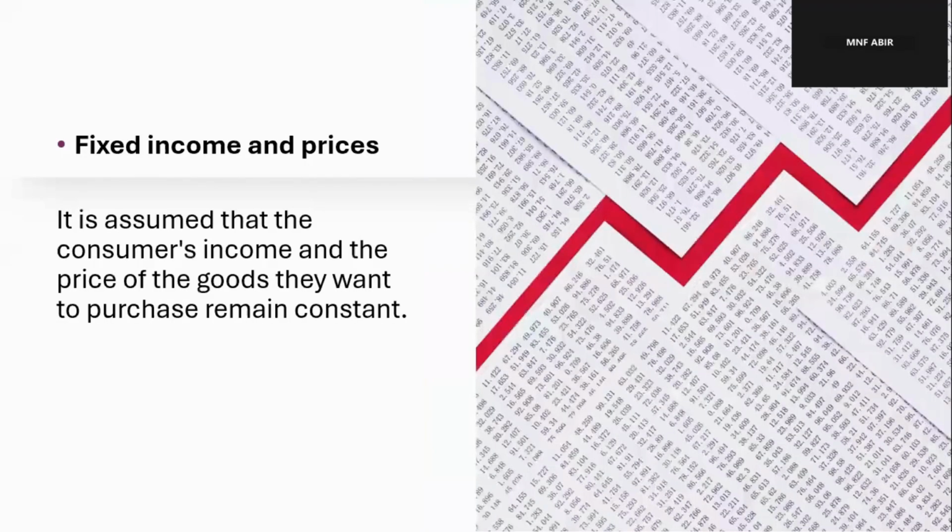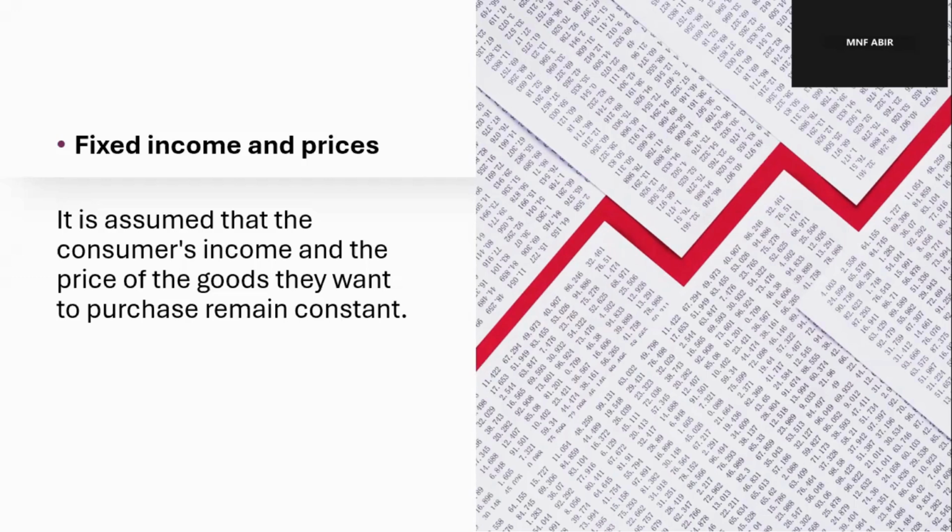On the next agenda, we have fixed income and prices. This assumption means that during the process of consumption, prices of goods remain constant, which means no increase or decrease in market price, and consumers' income also remains unchanged, which means no sudden rise or fall in earnings. This ensures that the changes in utility may come only from consumption of goods, not from changes in price or income. Suppose a consumer has an income of 100 taka and the price of chocolates is 10 taka each.